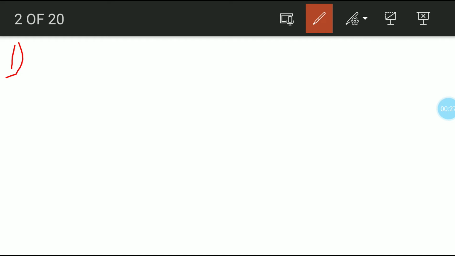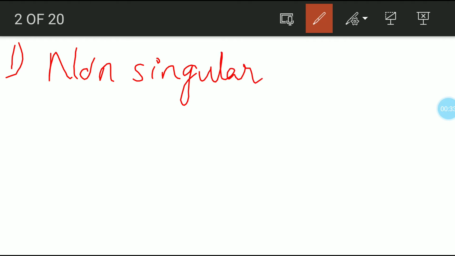So first, in the question they have used one word, non-singular. So I have to explain about it, right? And if it is non-singular, find its inverse. That also I will explain clearly. First, I will explain non-singular and singular, the non-singular matrix and the singular matrix.